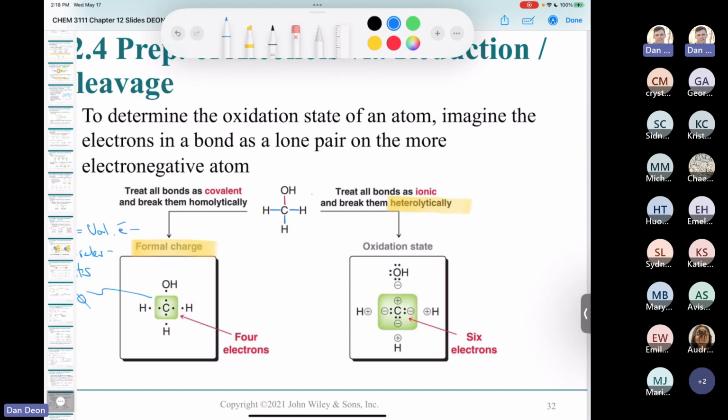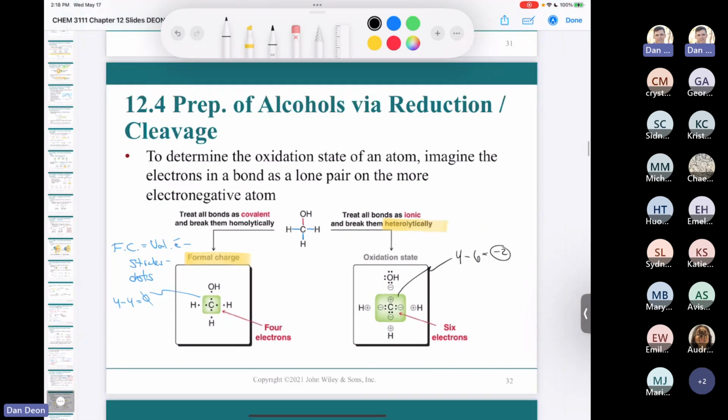And so to calculate the oxidation state, we do something similar. We say 4 valence electrons for the carbon, but then we subtract the number of dots. How many dots are there? There's 6. And so we end up with an oxidation state for the carbon in methanol of -2. Again, its formal charge is 0, but its oxidation state is -2.